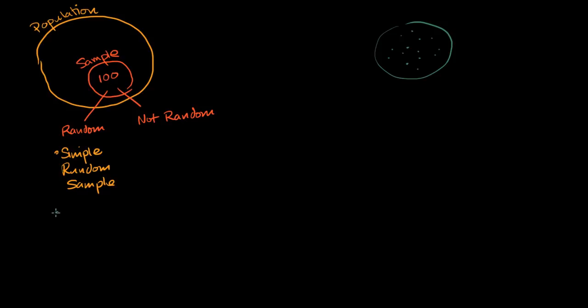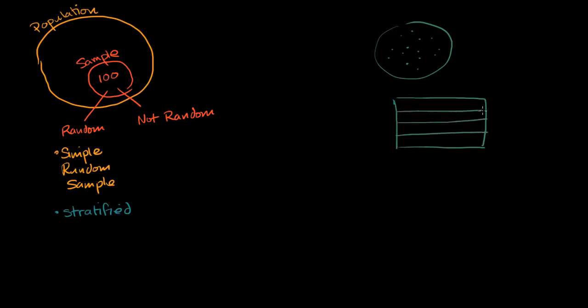One technique is a stratified sample. Stratified. And so this is the idea of taking our entire population and essentially stratifying it. So let's say we take that same population, I'll draw it as a square here just for convenience. And we're going to stratify it by, let's say we're concerned that we get an appropriate sample of freshmen, sophomores, juniors, and seniors. So we'll stratify it by freshmen, sophomores, juniors, and seniors. And then we sample 25 from each of these groups.